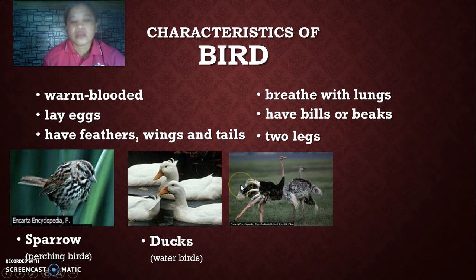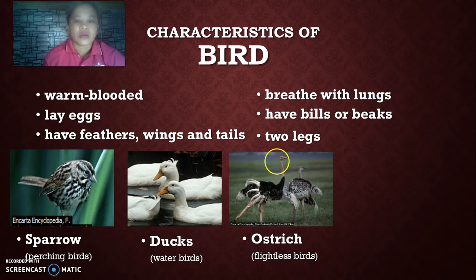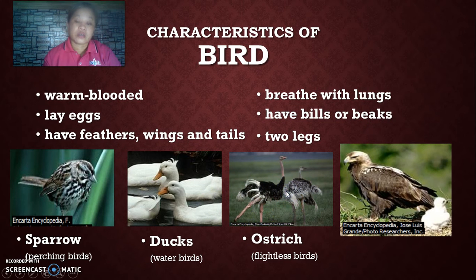And another is the ostrich. Ostrich is a flightless bird. They cannot fly because of their size and weight, but they still belong to the birds because they have wings and their body is covered with feathers. Next is the eagle. An eagle is a bird of prey, so they are a kind of carnivorous animal.